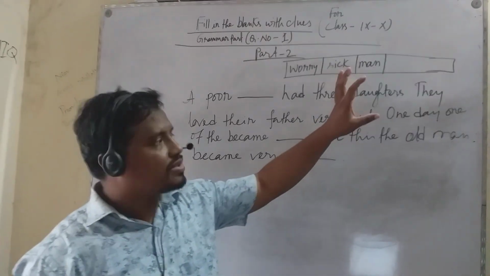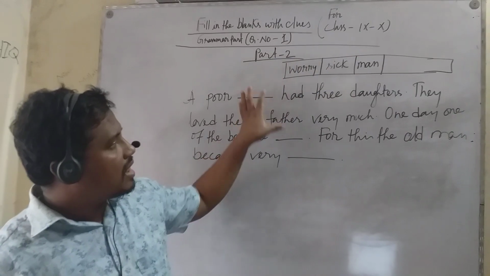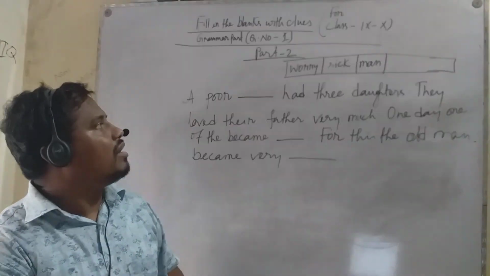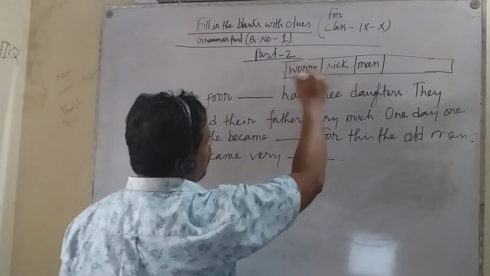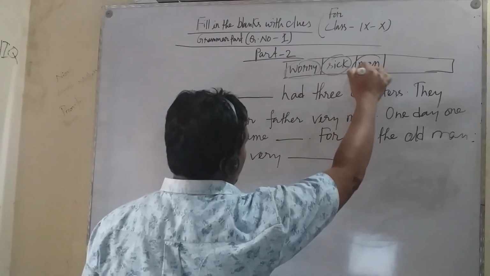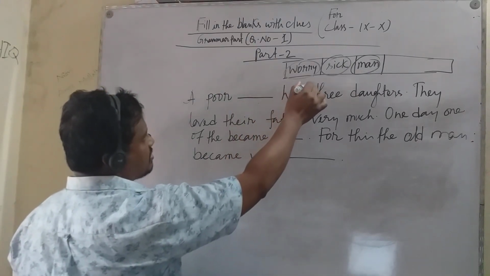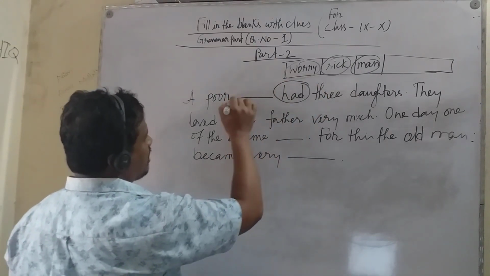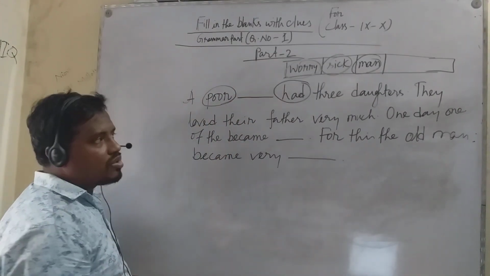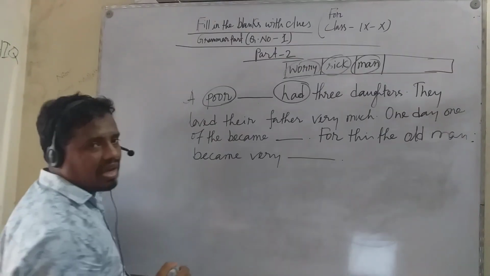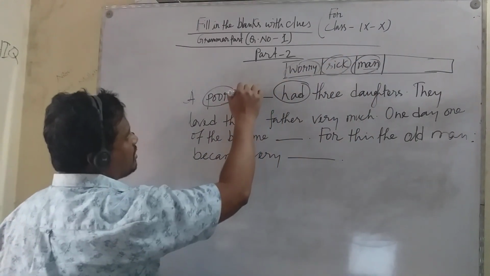Now, how can we use these three words in the gaps? Look at the first gap: A poor dash had three daughters. The words are Ori, Sick, and Man. After the gap there is a verb, had, and before it there is an adjective. So you have to use a noun here. The noun is man.